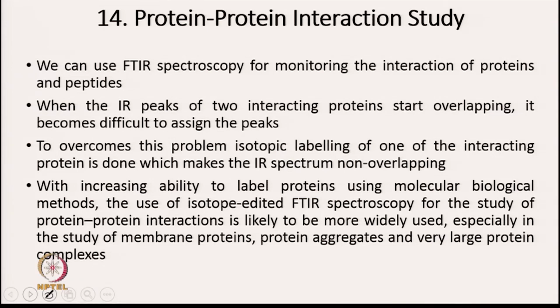Similarly, we can also use FTIR to study protein-protein interaction. Most of the time, IR peaks of two interacting proteins start overlapping, and then it is difficult to assign the peaks. To overcome this problem, we can go for isotope labeling. So, what can be done is to label one of the interacting proteins, and what it does is, it makes the IR spectrum non-overlapping.